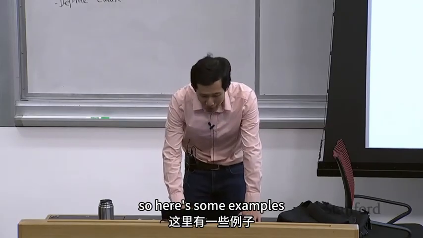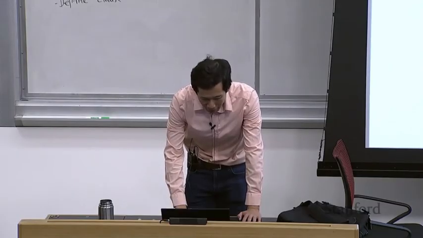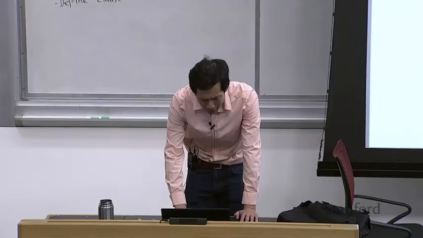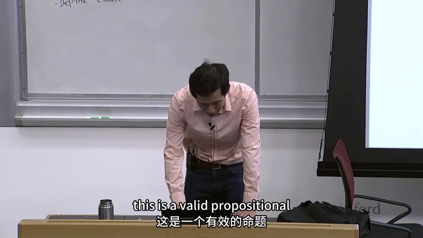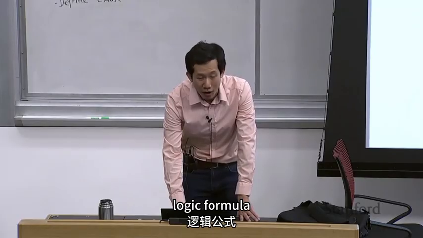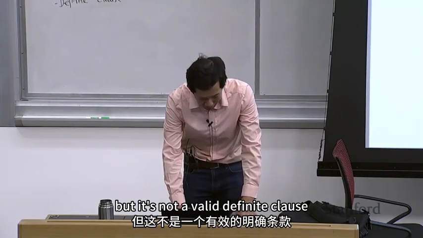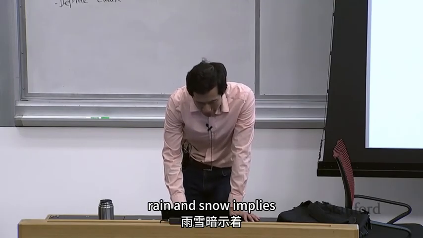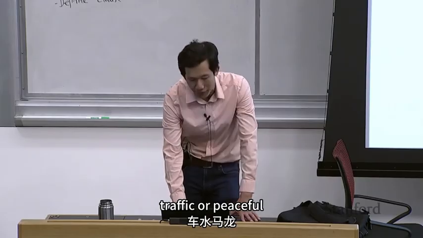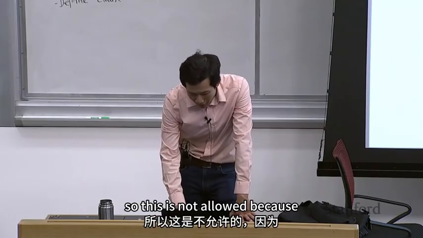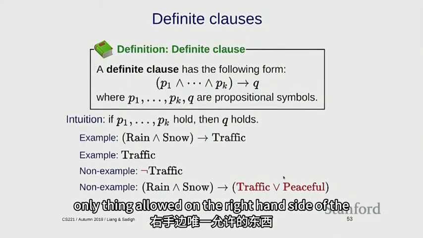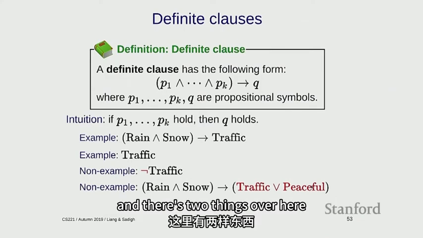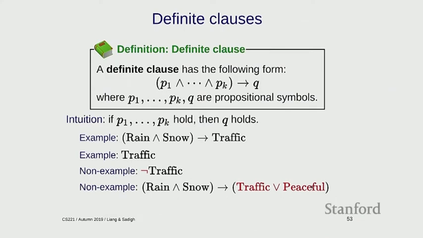So here's some examples. Rain and snow implies traffic. Traffic is possible. This is not an example. This is a valid propositional logic formula, but it's not a valid definite clause. Here's also another example. Rain and snow implies traffic or peaceful. Okay, so this is not allowed because the only thing allowed on the right hand side of the implication is a single propositional symbol, and there's two things over here.